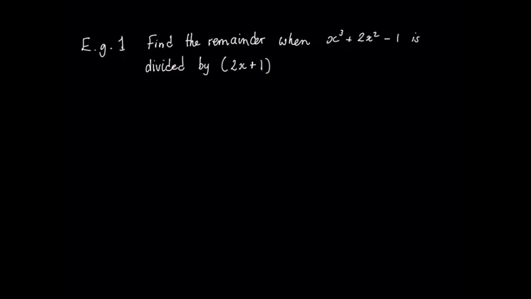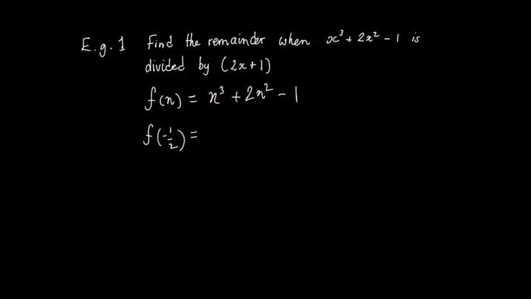In example 1, we'll find the remainder when x cubed plus 2x squared minus 1 is divided by 2x plus 1. We'll begin by writing f of x is equal to x cubed plus 2x squared minus 1. And we want to evaluate this at f of minus half. And that's just the value of x where 2x plus 1 is equal to 0.